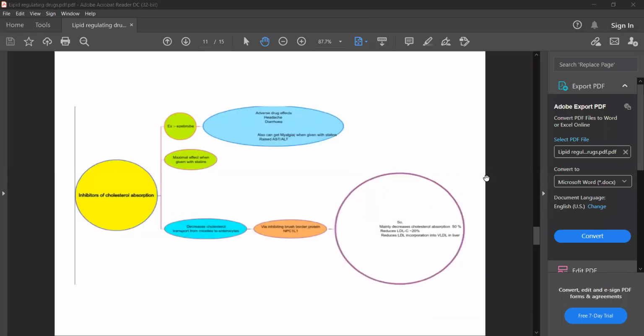So ezetimibe, by inhibiting cholesterol absorption, can decrease cholesterol absorption by up to about 50%, right? And therefore LDL cholesterol will reduce, and it also reduces LDL incorporation into VLDL in the liver, right? And I think I've told you that it's better used combined with statins, right? And as for contraindication, they are contraindicated in moderate to severe hepatic insufficiency, right?